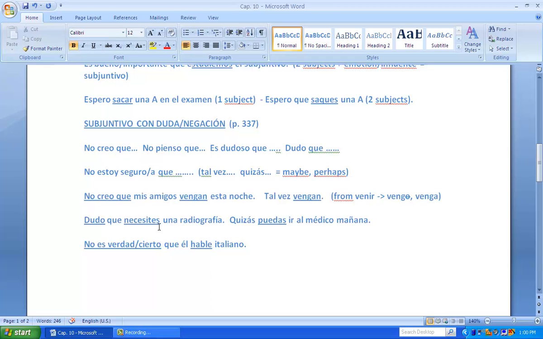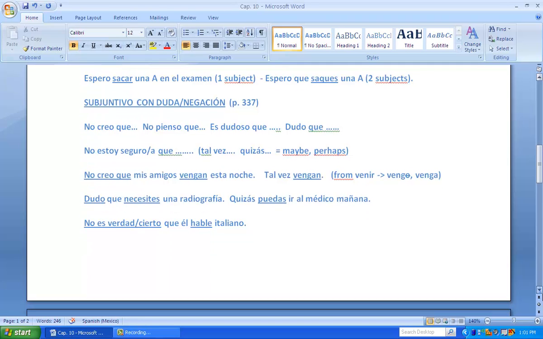Or here, I doubt you need an x-ray. Dudo que necesites. Since I doubt it, we need subjunctive. With quizás: maybe you can come to the doctor's tomorrow. Quizás puedas. Maybe you can come. That puedas indicates uncertainty. And this is considered negation, denial. It's not true, or it's not certain that he speaks Italian. No es verdad que él hable. If I'm certain that he does not speak it, and I say no es verdad, it is not true, then I need to use subjunctive.